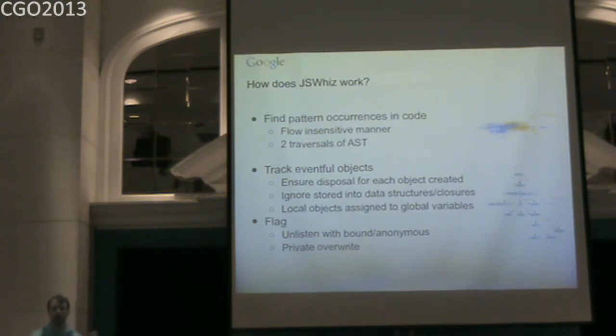Then furthermore, we have to track local objects that are being assigned to global variables. If you're creating an event handler object locally and then assigning it to a member function, these two are now aliases of each other. So whether the global one gets disposed of or the local one gets disposed of, it does get disposed of eventually, and we have to make sure that happens. And then furthermore, as you're progressing through this AST, it's very simple to flag the unlisted, bound or anonymous functions, as well as the private class overriding. And so that's pretty much what JSWhiz does.